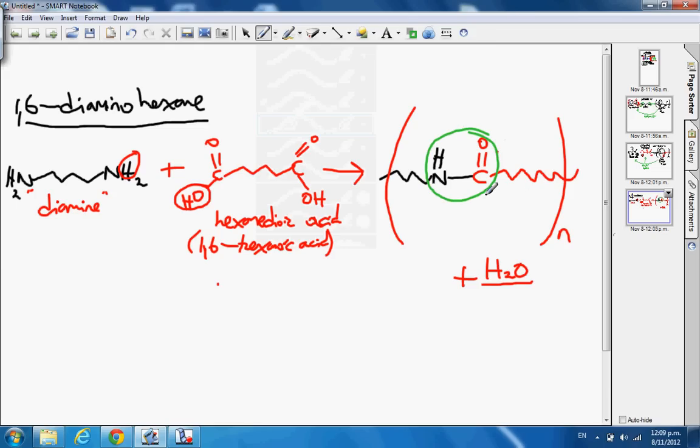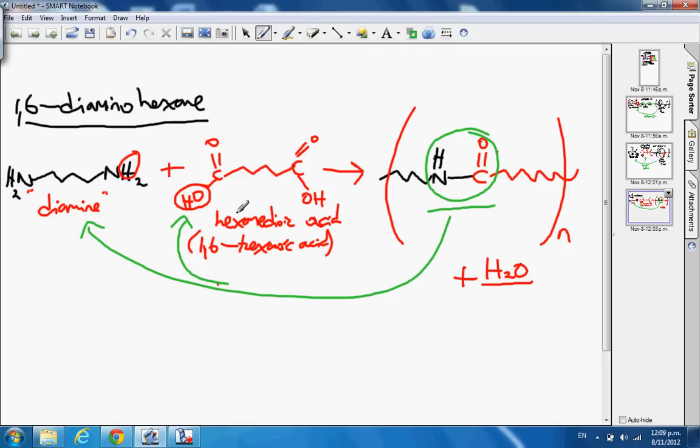This group here is again an amide linkage. In a protein it's called a peptide linkage. In a polyamide it's called an amide linkage, the exact same linkage, and the same thing happens therefore if you subject it to acid hydrolysis. You're going to reform the component diamine and dicarboxylic acid. So acid hydrolysis will do that to it.